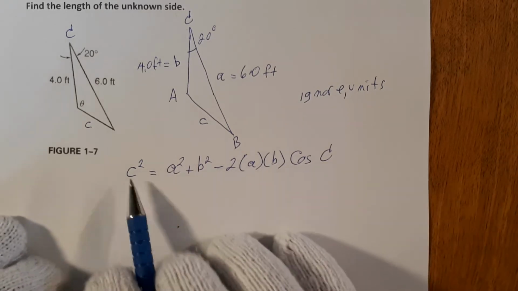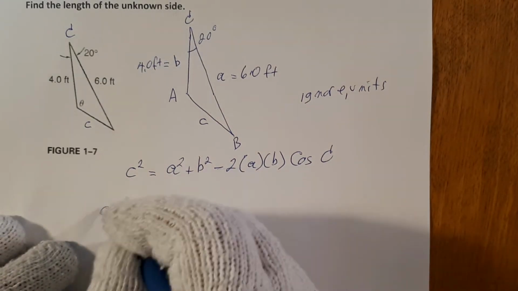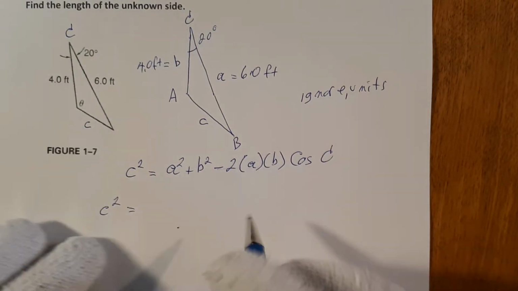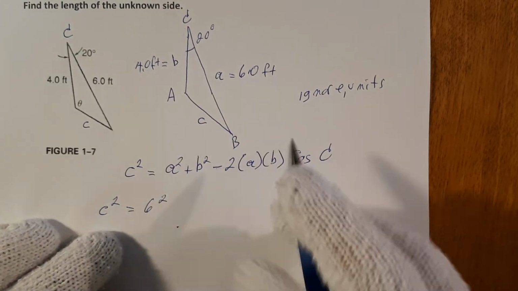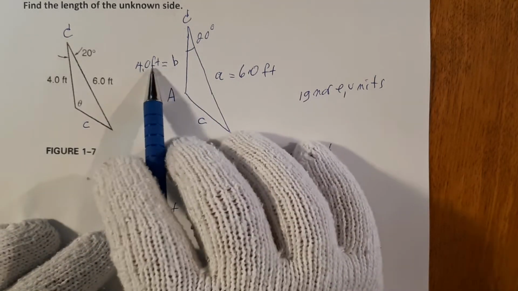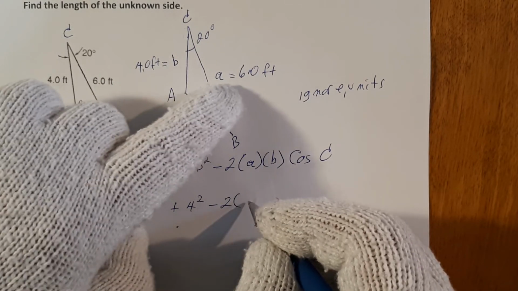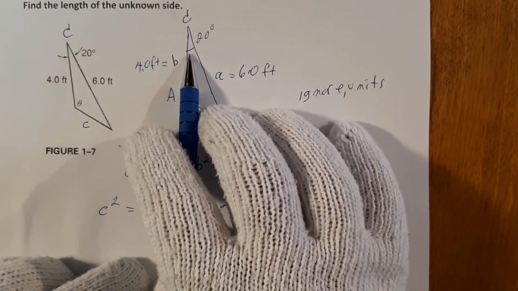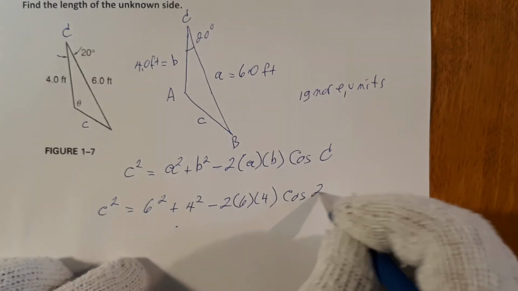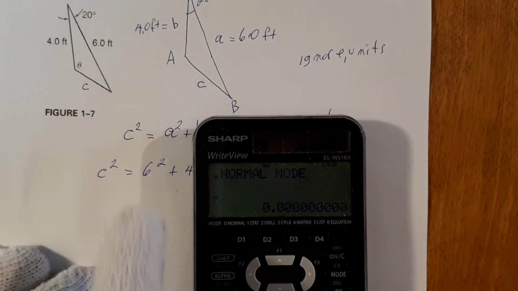Now let's put in the numbers that we know. We want to find this length here, c. So c squared is equal to the length a, which is given to us as 6 feet, and it has to be squared, a squared, plus the length b, squared, minus 2 times ab, and we chose a to be 6, times 4, cosine of the angle between the two lengths that we know, which is 20 degrees. There's really nothing left to do here now except put those numbers into our calculator. But I'm going to do this one step at a time.